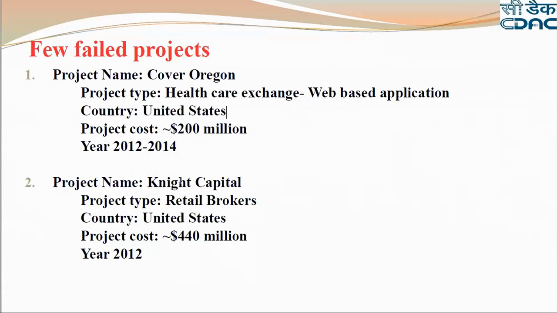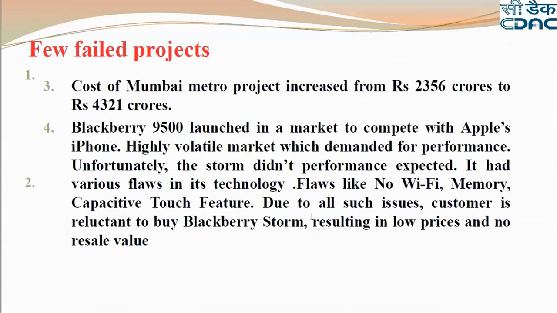Another project is Knight Capital, a retail broker in the US. The project cost was $440 million and the development was taken up during 2012. Here also the SRS was poorly done. Next, the cost of the Mumbai Metro project increased from 2,356 crores to 4,000 crores, again because of a poor SRS.